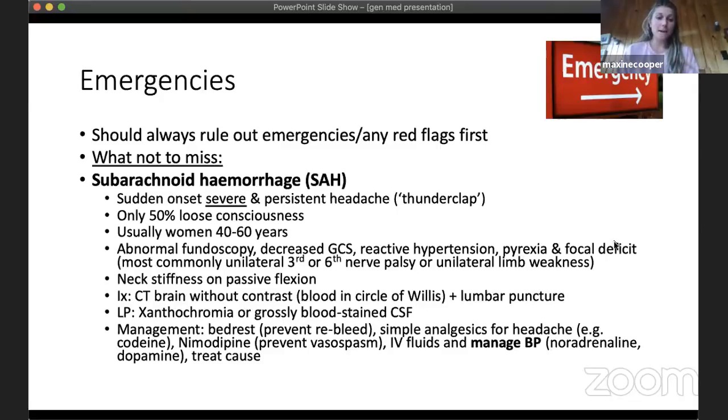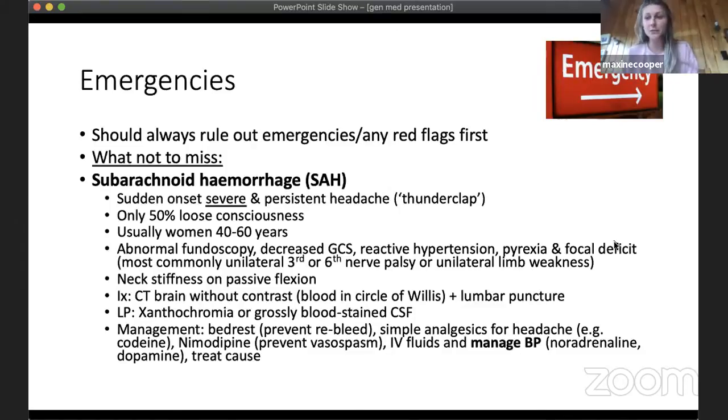And you often get some abnormal neurological things such as an abnormal fundoscopy. Sometimes your mental state can be decreased, some reactive hypertension and a fever as well. And you can get that neck stiffness with passive flexion as well.